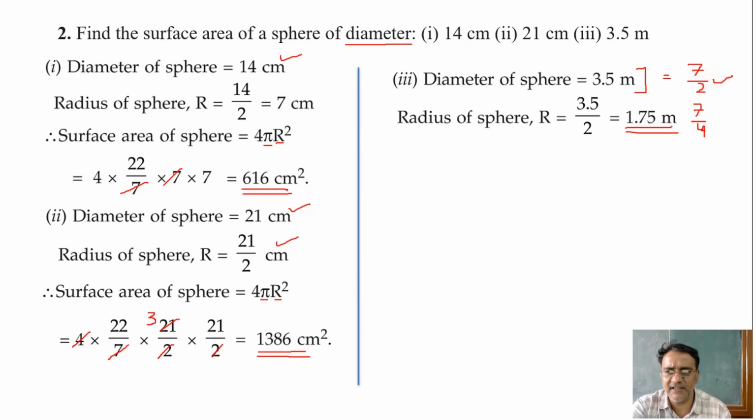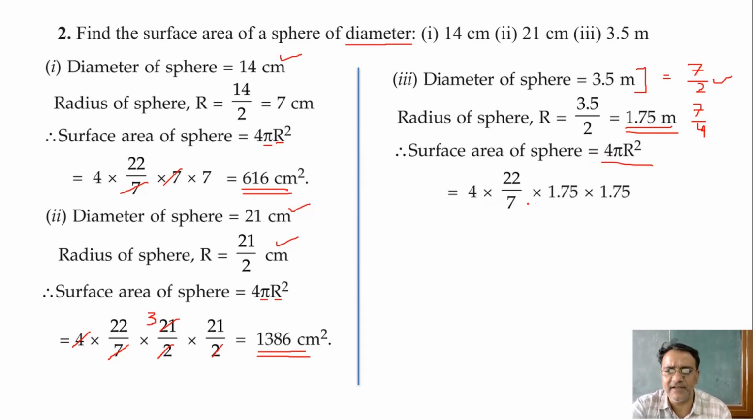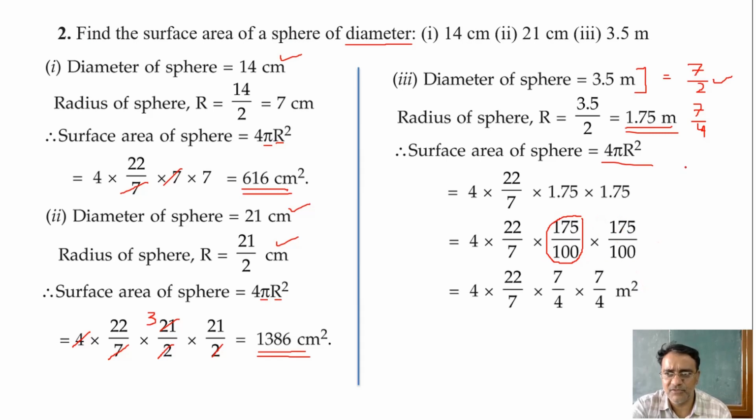What is the benefit of writing this way, that I will explain later. So let us write the formula of sphere. Now substitute all the values. 4 × 22/7 × 1.75 × 1.75. So the decimal is removed. Now if we divide it by 25, we will get 7/4. See, we can directly write this step. So you don't need to write this step. If we write diameter 7/2 and radius 7/4, we can write this step directly after writing the formula. Whether this difference is clear?